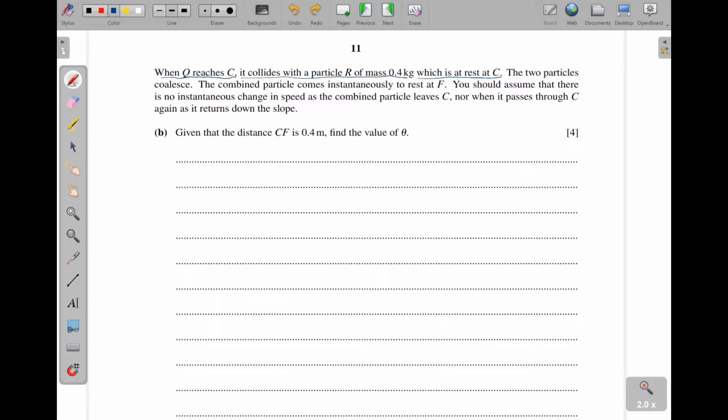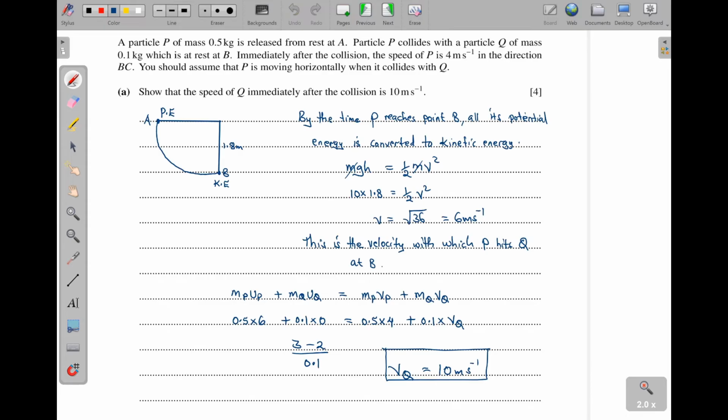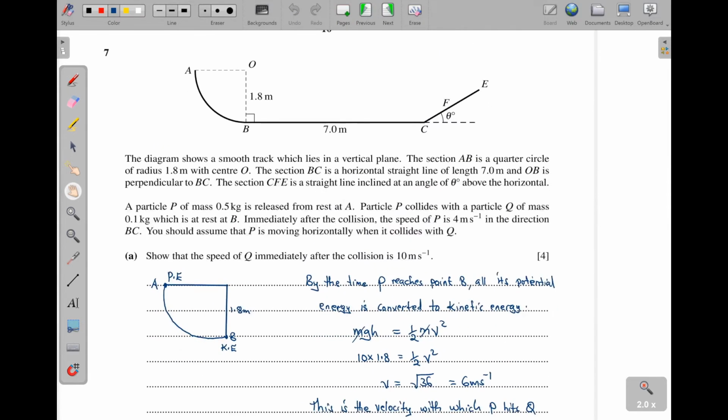Now I'm going to draw another simple sketch here. We have this horizontal track, then we have an inclined plane here. The speed with which this reaches here is going to be the same initial speed it is going to start with to move up here. That is what they said: no instantaneous change.